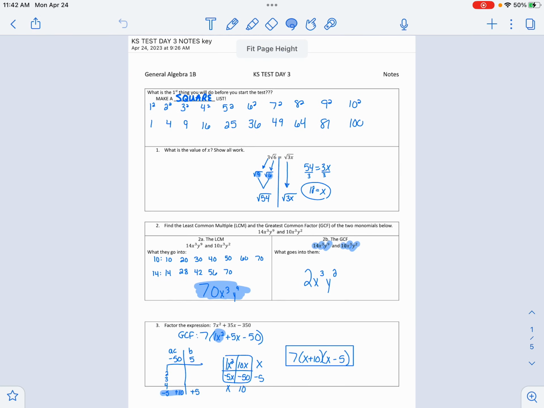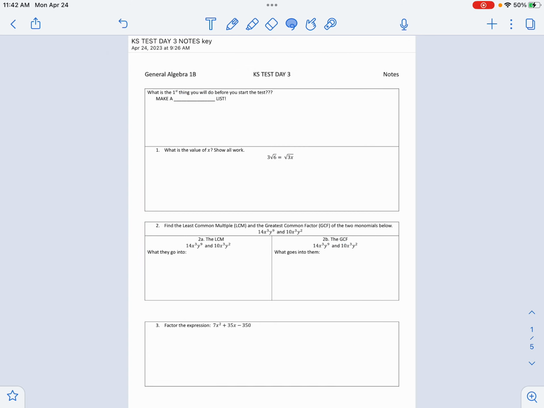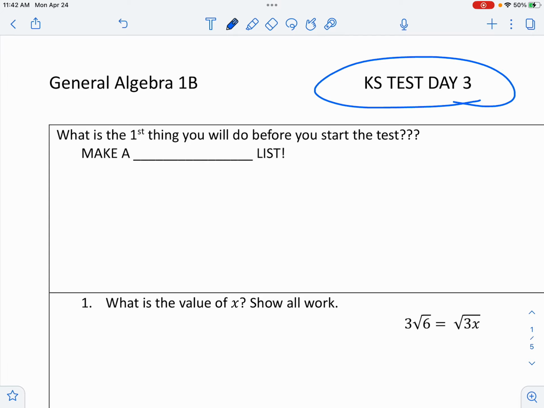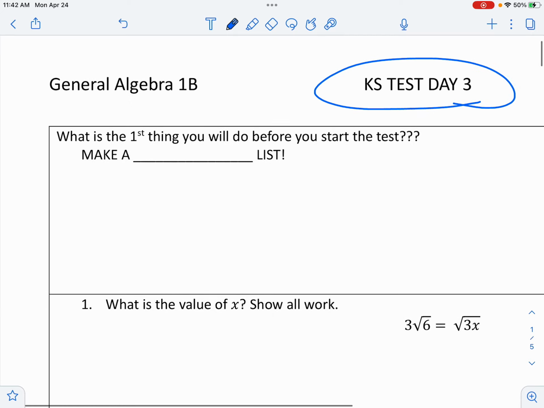Hey everybody. Unfortunately, I did make a recording of all of this, but my audio wasn't on, so I'm going to go ahead and go through this. The first thing you're going to do, and we are on Keystone Test Day 3, and these are the notes.